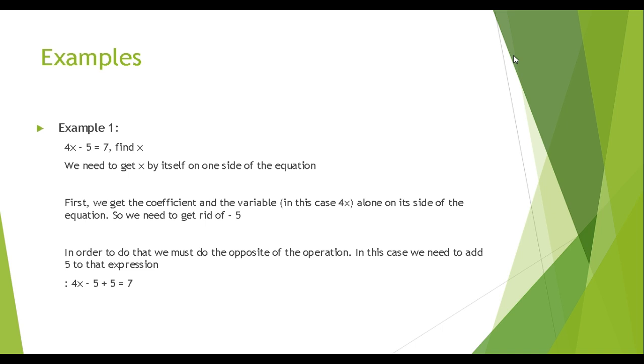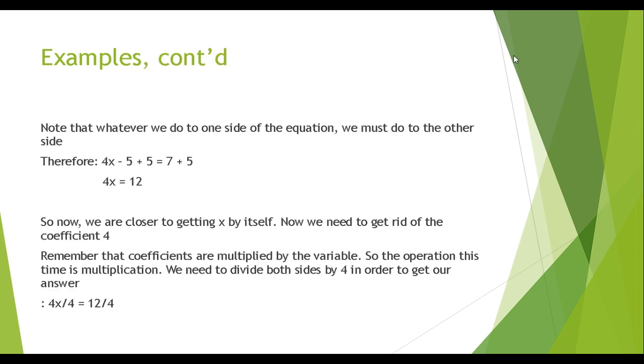And why do we do that? It's simple. If you want to get rid of minus 5, you need to add 5 so that it equates to 0. So note that whatever we do to one side of the equation, we have to do to the other side. And this is to strike a balance, alright? Because it's an equal sign. So whatever happens to one side needs to happen to the other side so that everything can remain balanced.